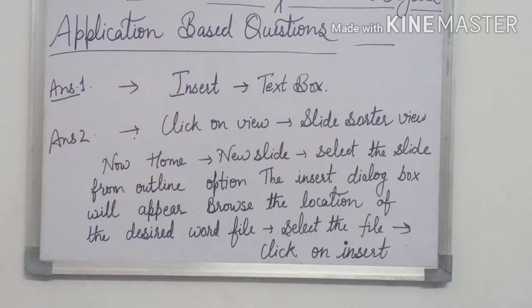As soon as you click on it, a dialog box will open, that was the insert dialog box. In it, browse whichever Word file you have and select it. And whenever you select that file of your Word file, then click on insert button, and that will be inserted in your slide sorter view, and you will see a new file of Microsoft Word, and that will be imported in your slides. So these are application based questions.